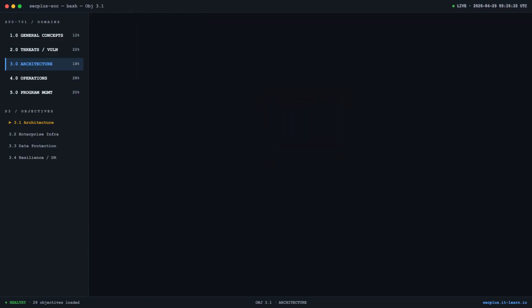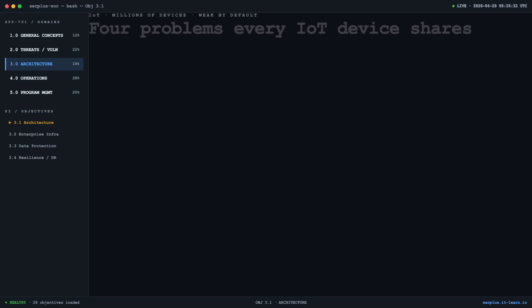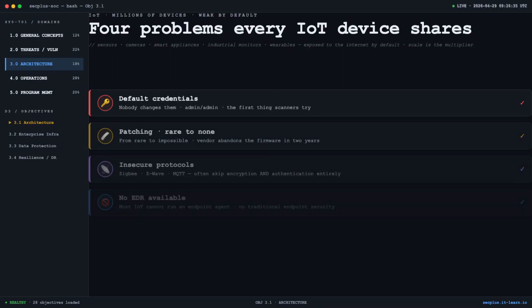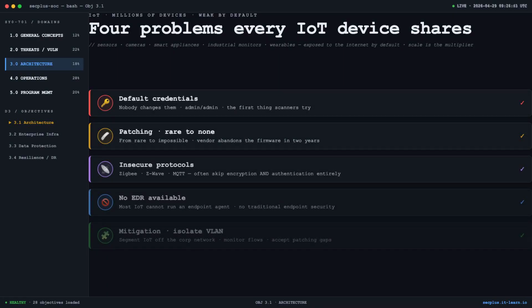Default credentials that nobody changes. Patching that ranges from rare to impossible. Protocols that often skip encryption and authentication entirely. ZigBee, Z-Wave, MQTT are the usual suspects. And no traditional endpoint security available, because most of these devices cannot run an EDR agent. The scale of IoT is the multiplier. Millions of devices, weak by default, exposed to the internet by default.